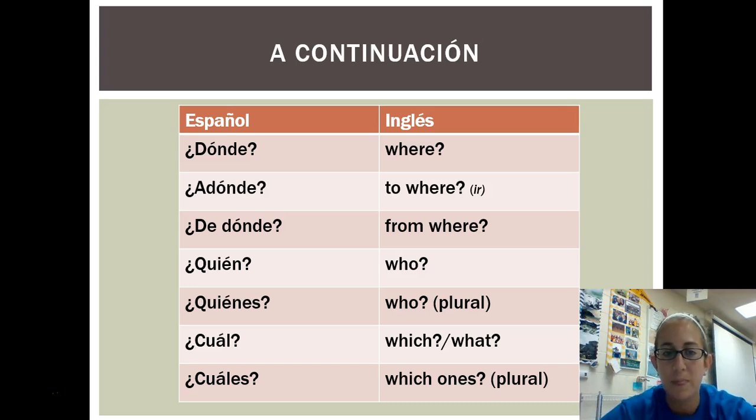Quién means who. Quiénes is the plural form of who. Cuál means which or what. Cuáles means which ones, and notice that's the plural form of cuál. Again, all of these have accents, and some of them are the plural form versus quién and quiénes, cuál, cuáles.